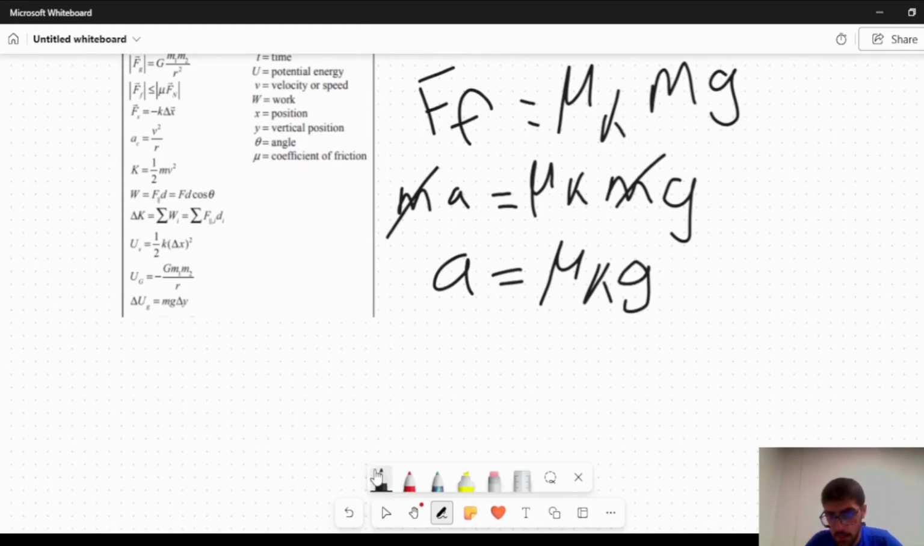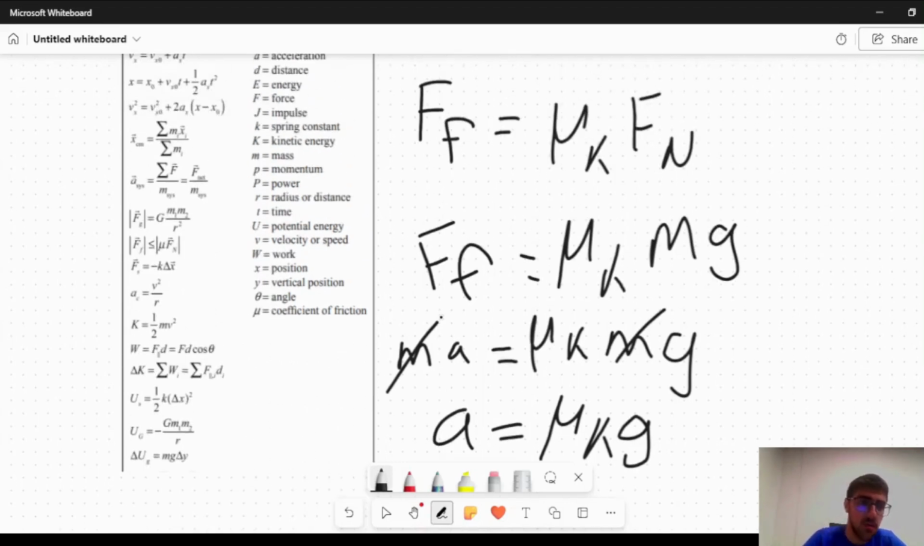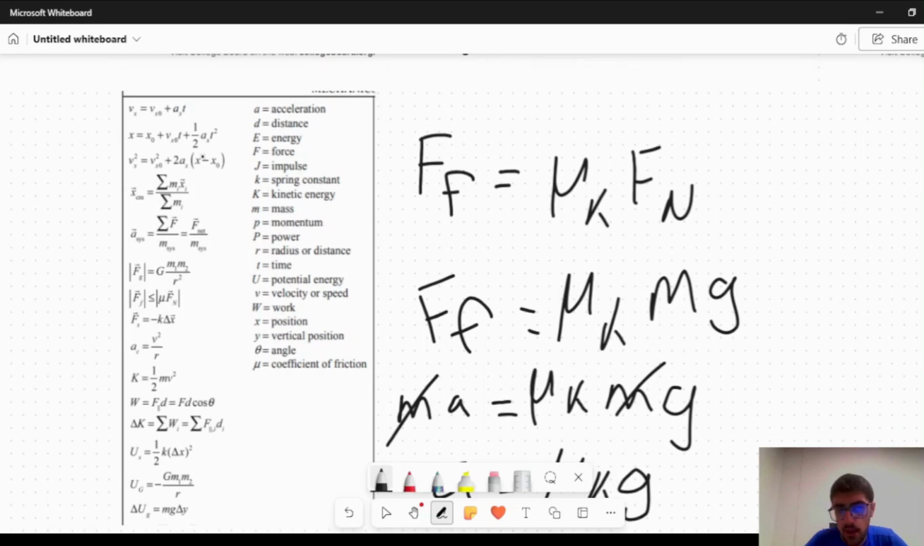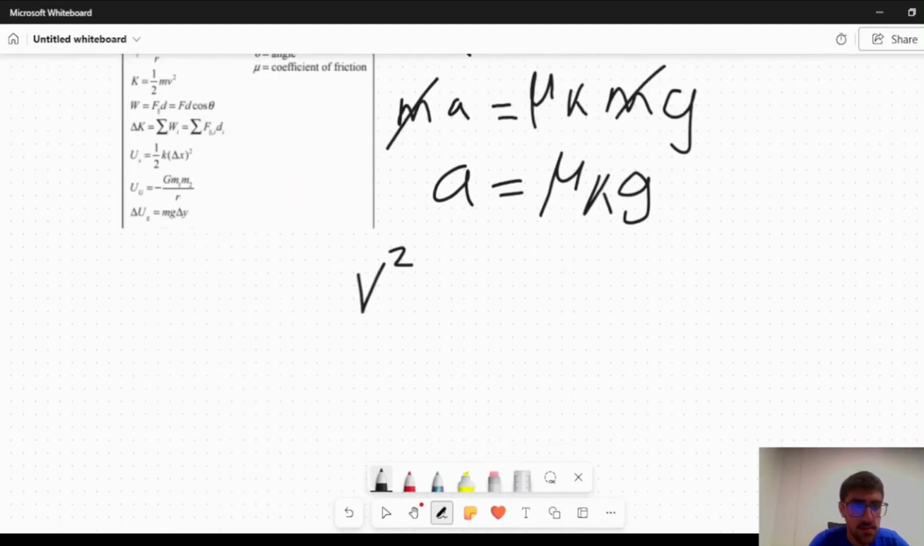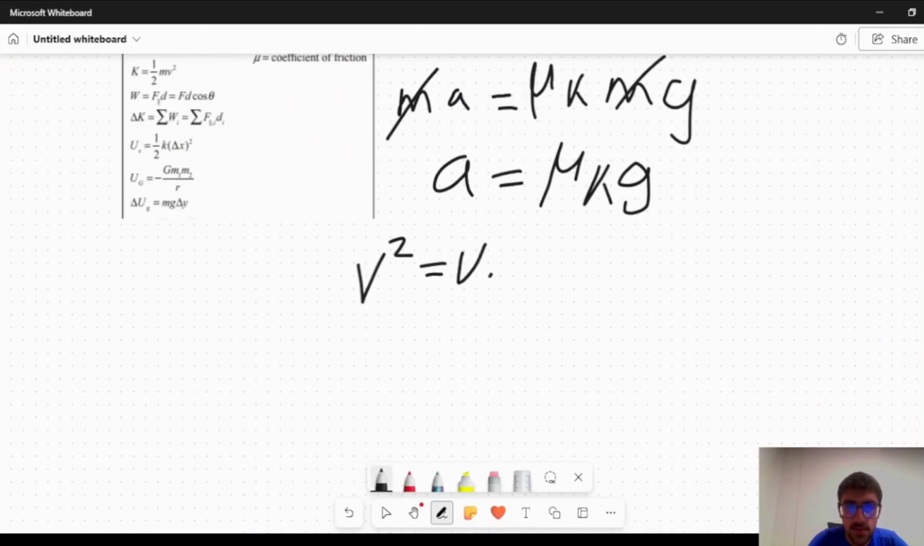Again, I can't measure acceleration, so I have to replace it with something else. What can I replace it with? I don't have time, so I know I'm going to have to use this equation, because all the other kinematics equations have time. I'm going to try to see how I can relate acceleration. So we have the equation v squared equals v initial squared plus 2 times a change in x.